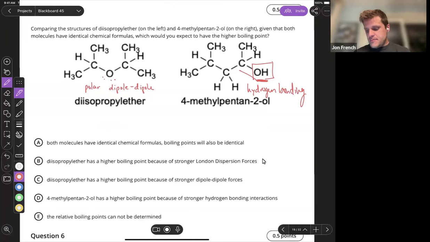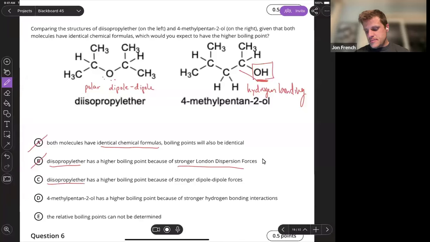Because they have identical formulas, no, they can have different boiling points. Diisopropyl ether has London dispersion forces, but not stronger. It has dipole-dipole, but it's not the strongest. And then the alcohol has a higher boiling point because it has hydrogen bonding interactions. So we're going to make an argument based on intermolecular forces because there's a difference.